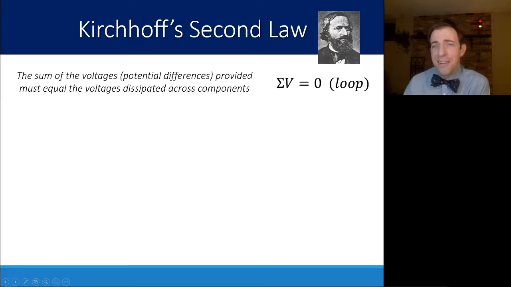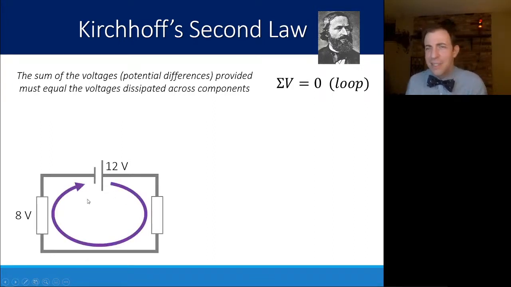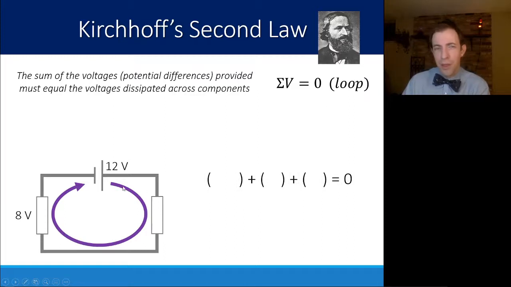So this gets us into Kirchhoff's second law. Kirchhoff's second law is known as the loop law or the voltage law. It says that the sum of the voltages or potential differences provided must equal the voltages dissipated across components. This is what we just looked at there, just a fancier way of saying it. So for example, if I drew a loop around this circuit here, I don't necessarily need to know which direction it goes. As long as I'm consistent, I'll draw it, give it a direction, and then work with that direction that I've guessed. There are some conventions here to make this work out. Basically says that across this loop, if I sum all the voltages, I should get 0. So here are the 3 components, my battery and 2 resistors. That has to equal 0.